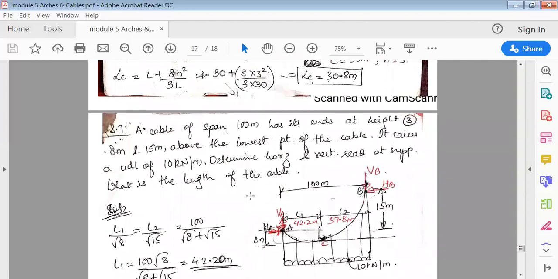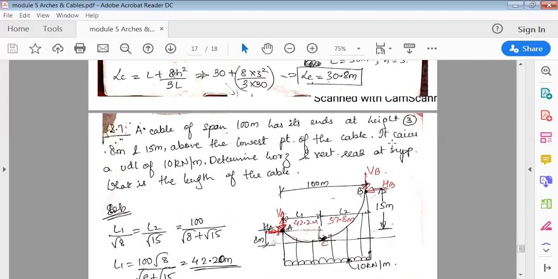Okay, on the same lines. All right, now see here in this problem, what they've given is now the supports are at different level. A cable of span 100 meter has its ends at a height of 8 meter and 15 meter above the lowest point. So lowest point is obviously C, center. So from the lowest point, one support is at 8 meter, you can see 8 meter. The other support is at 15 meter. It's actually from this portion C. It is 15 meter.